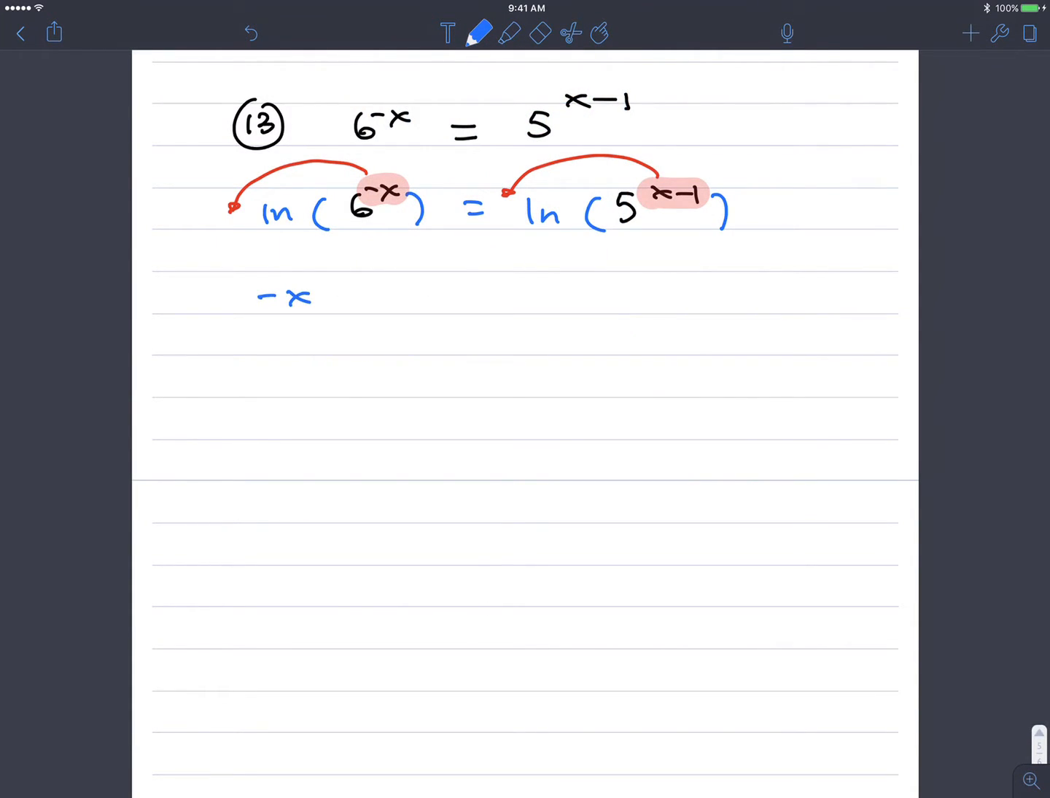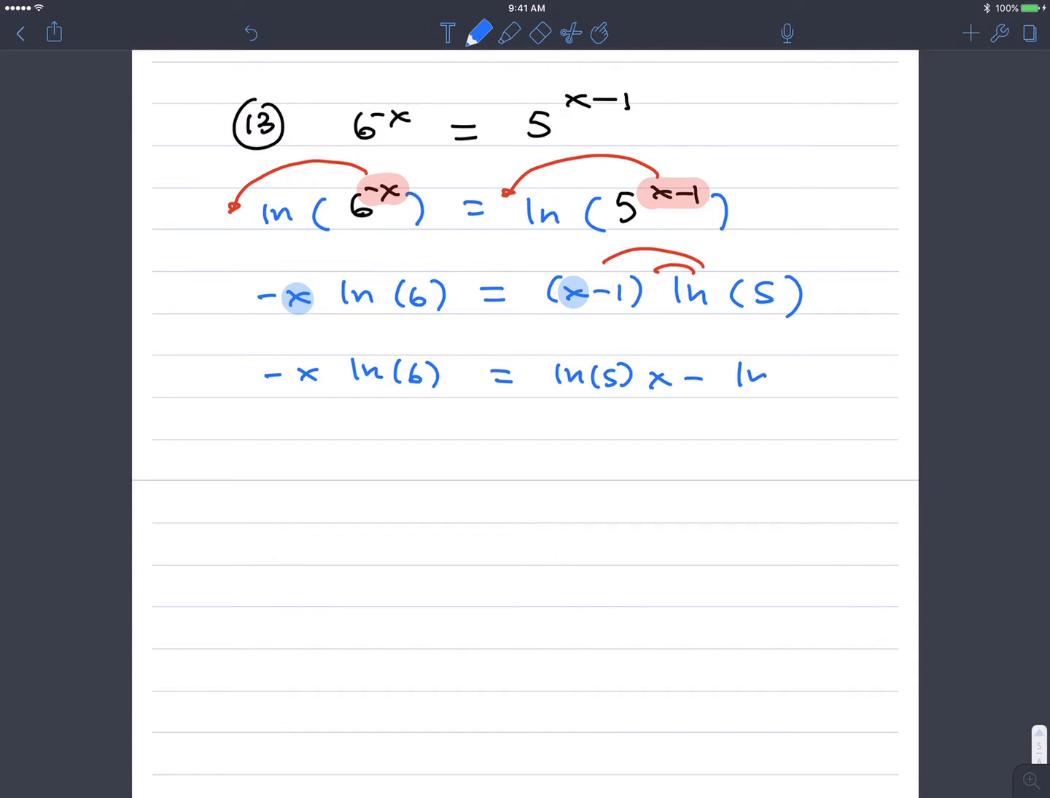We end up with negative x, natural log 6, equals x minus 1, natural log 5. Again, we get x on opposite sides. So what we're going to be able to do here is this. We're going to actually multiply, distribute again with that parentheses. We're going to get rid of that parentheses. We're going to multiply both terms by natural log 5. So I have negative x here again. Natural log 6 becomes natural log 5x minus the natural log of 5.